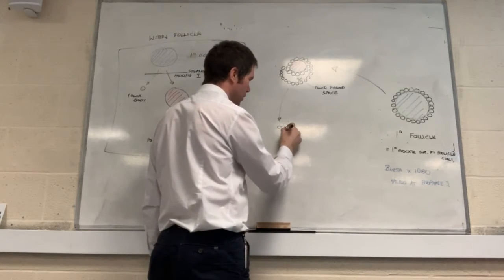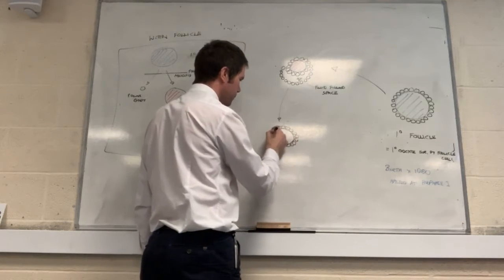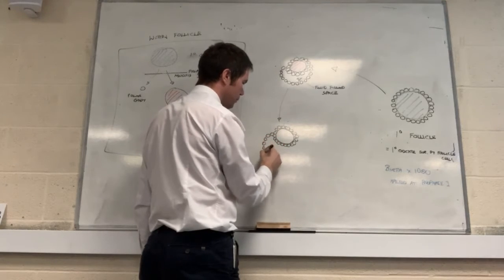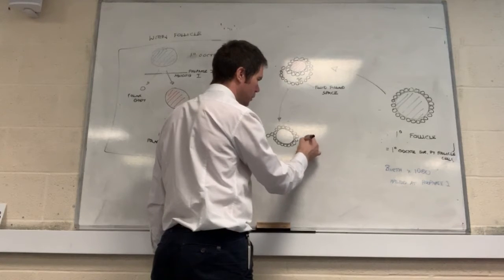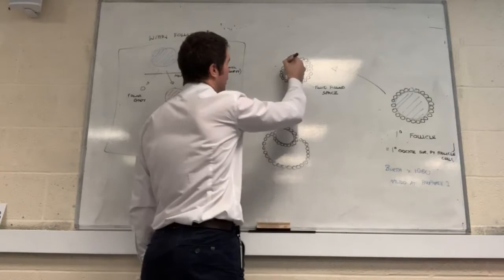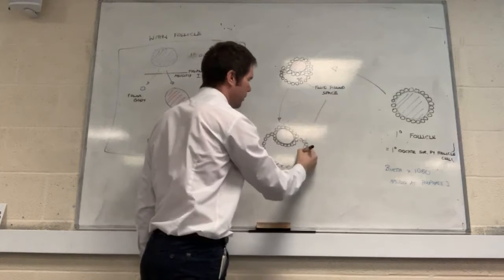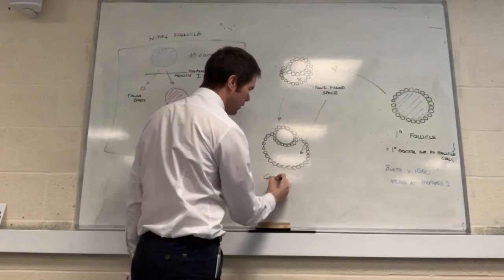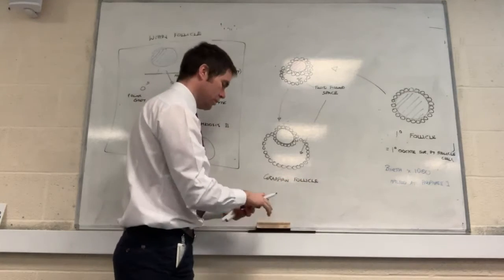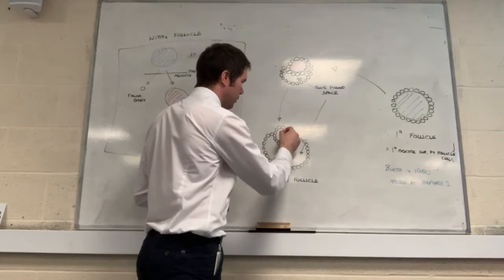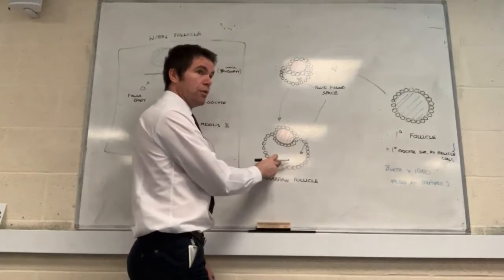So I'm going to do my very best to draw a mature Graafian follicle here, which may take a little bit of time. What I've done is enlarge that fluid-filled space. And I'll add a bit more to make my next point clearer. That is without doubt a Graafian follicle. Now what we will know about the Graafian follicle is it will have a secondary oocyte within it. It will have a large fluid-filled space.